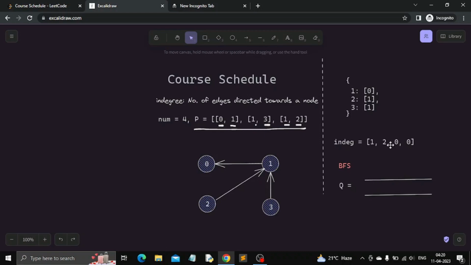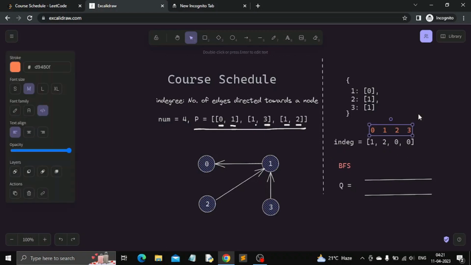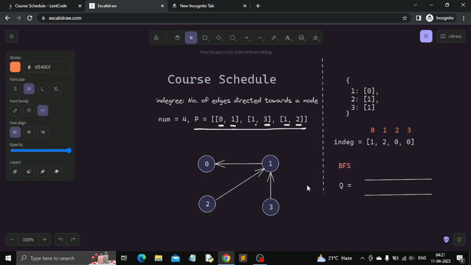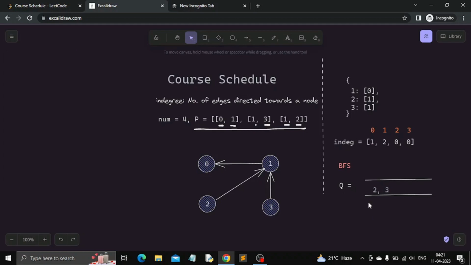Okay, so for that we will iterate through our in degree array. As you can see, course 2 and course 3 have in degree 0, so we are going to push them in our queue. Now after pushing the courses with in degree 0 in our queue, we are going to begin our BFS algorithm. One by one, we will pop the vertices from our queue each time. Firstly, we have two vertices, 2 and 3, so we will pop them out one by one.